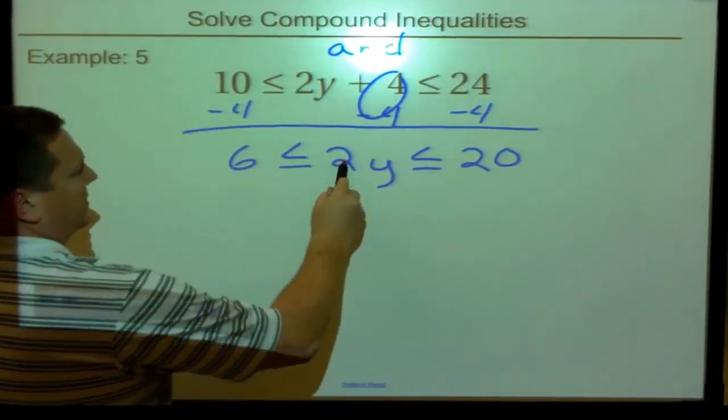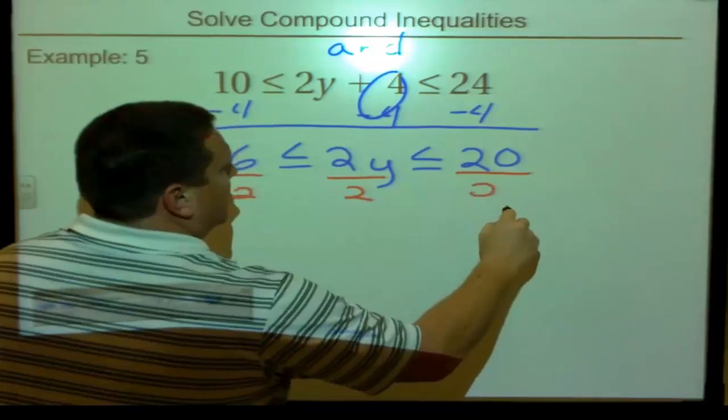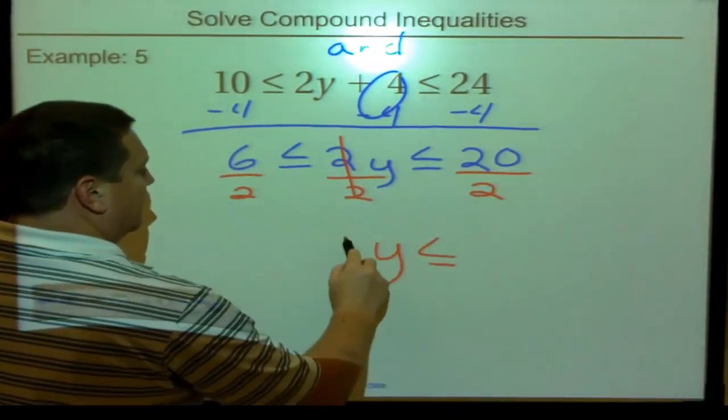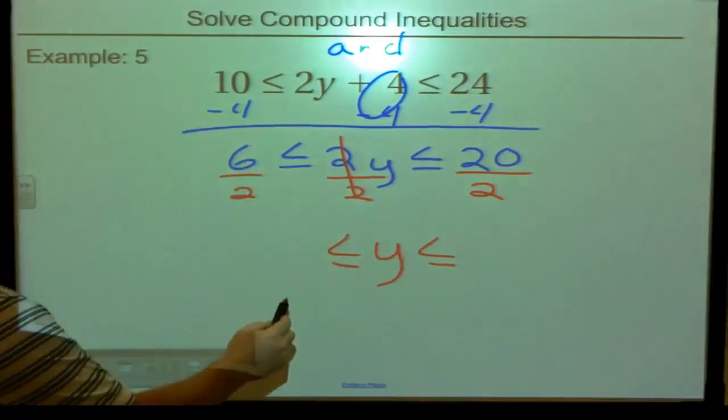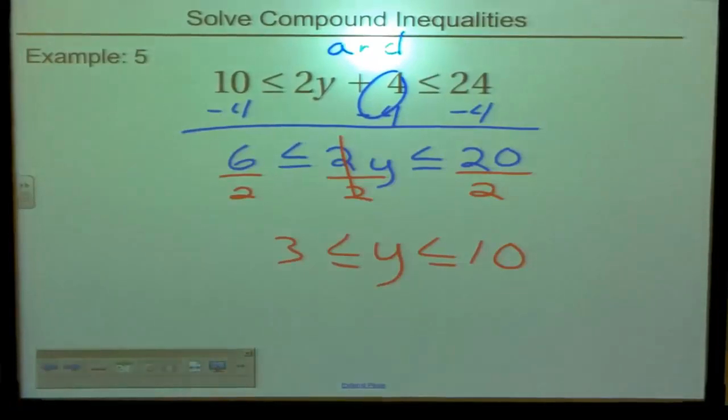And now to isolate the y, we're going to divide by 2, but I have to divide by 2 on both sides, so that gives me a 1 in the middle, 1y, less than or equal to, greater than or equal to. 6 divided by 2 is 3, 20 divided by 2 is 10. And that's how you solve using an and. We could, of course, graph this if we want.